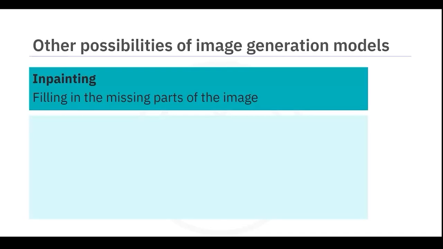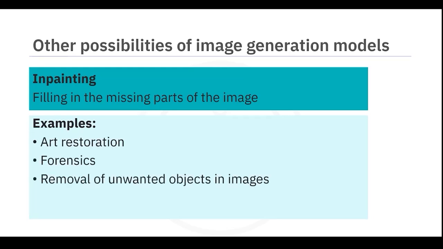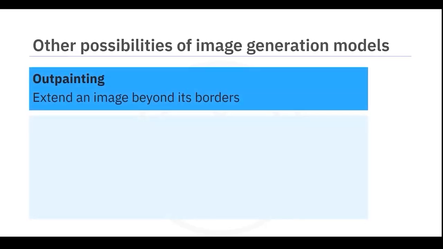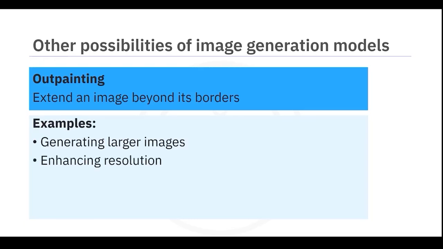In-painting refers to reconstructing missing or damaged parts of an image to make it complete. You can use this for art restoration, forensics, removing unwanted objects in images while preserving continuity and context, and blending virtual objects into real-world scenes in augmented reality. Outpainting involves extending the original image by generating new parts to it that are like extensions of the original. This can be used for generating larger images, enhancing resolution, and creating panoramic views.